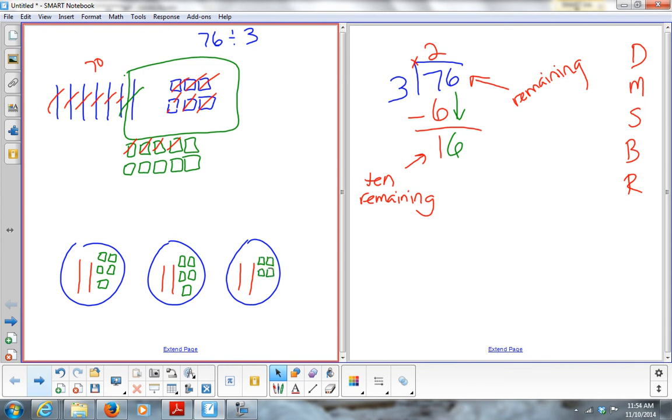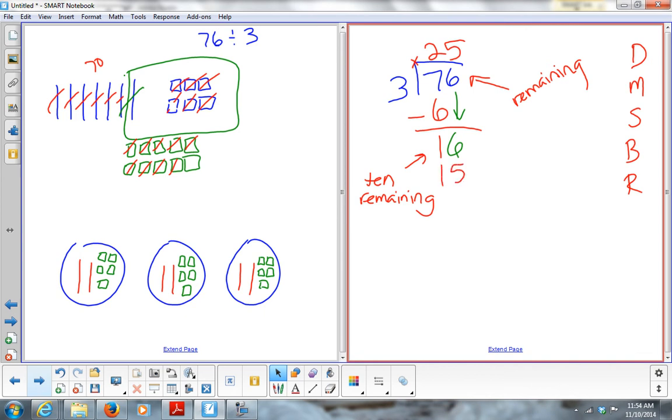Remember, they all have to be equal in all of the groups. 1, 2, 3, 4, 5. Okay, so how many did I put? 5 each. I put 5 in each group. Okay, and how many total is that? 5, 10, 15. Okay, 16 minus 5 is 1. So I have a remainder of 1. Okay, any questions about that?